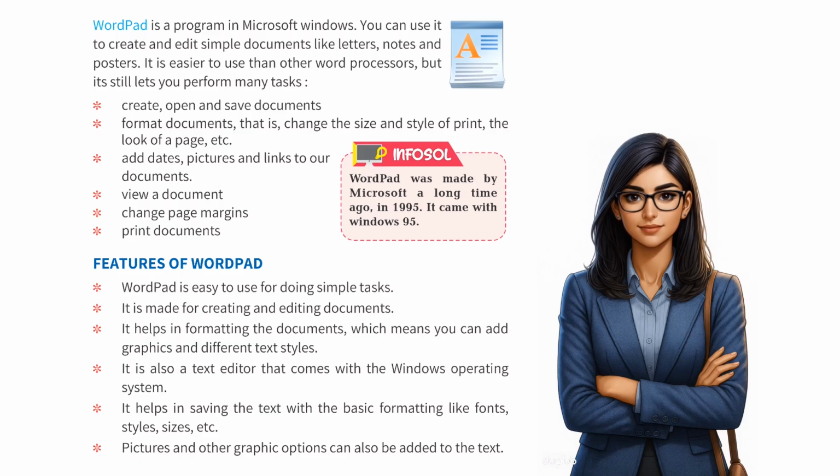Features of WordPad. WordPad is easy to use for doing simple tasks. It is made for creating and editing documents. It helps in formatting the documents, which means you can add graphics and different text styles. It is also a text editor that comes with the Windows operating system. It helps in saving the text with the basic formatting like fonts, styles, sizes, etc. Pictures and other graphic options can also be added to the text.